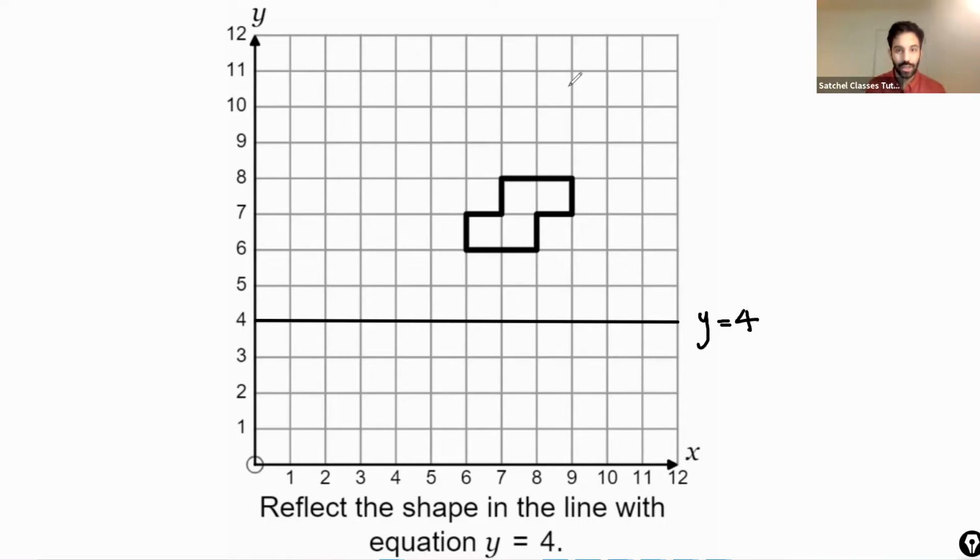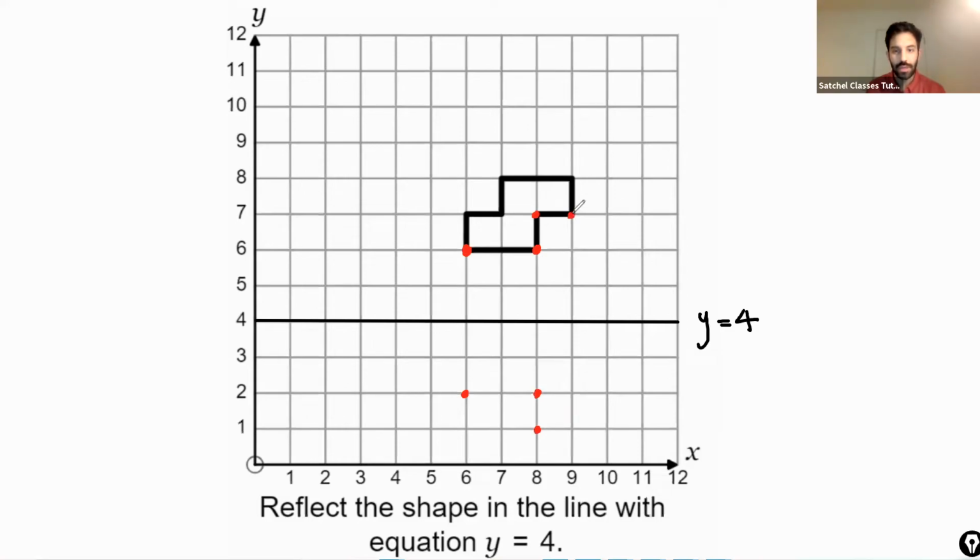And now to reflect the shape, what we need to do is pick the corners. So this corner is 1, 2 squares away from our mirror line. So we need to go 1, 2 squares away. Then pick your next corner. Make sure you draw on the corner so you know you've dealt with that corner. And again, this one is 1, 2 away. So we need to go 1, 2 down. Then you can pick this corner here. That's going to be 1, 2, 3. So we need to go down 1, 2, 3.